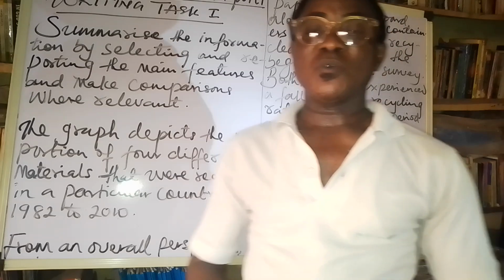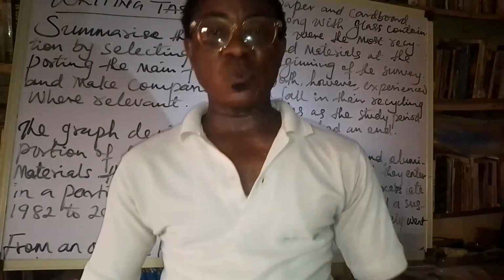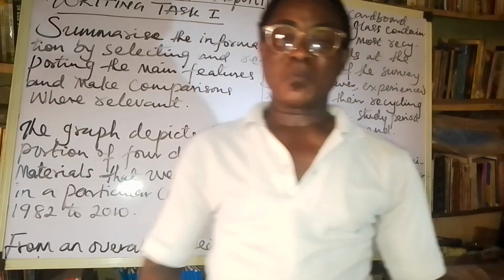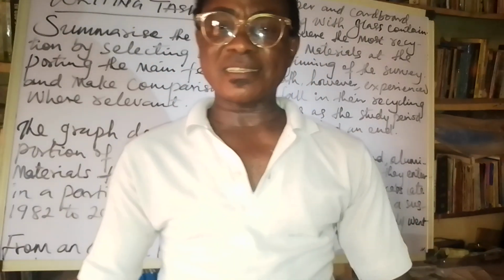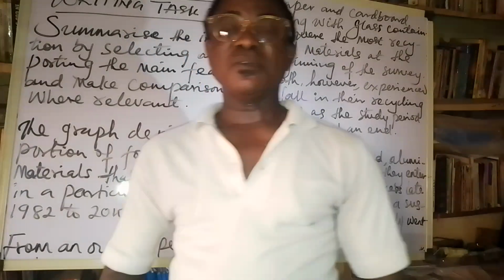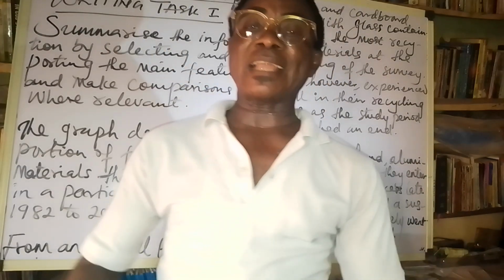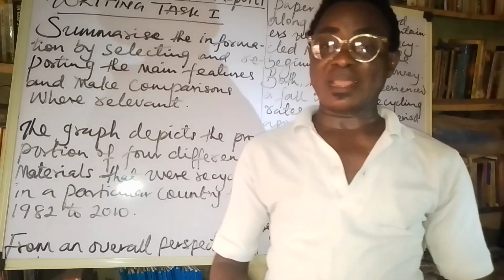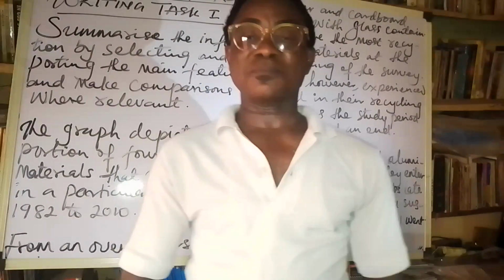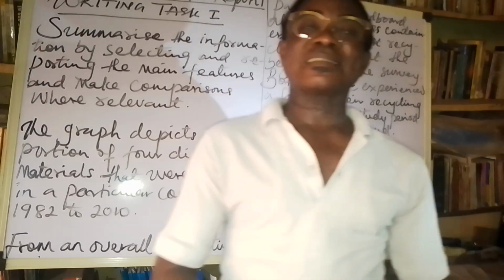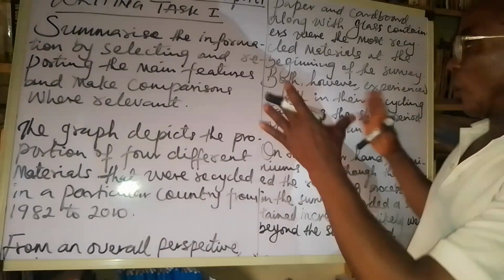Last time we had an analysis of an IELTS Task 1 graph. That graph dealt with an analysis of the proportion of 4 materials that went through the recycling process in a given country from the period 1982 to 2010. The report that we have on our board is based on that analysis.